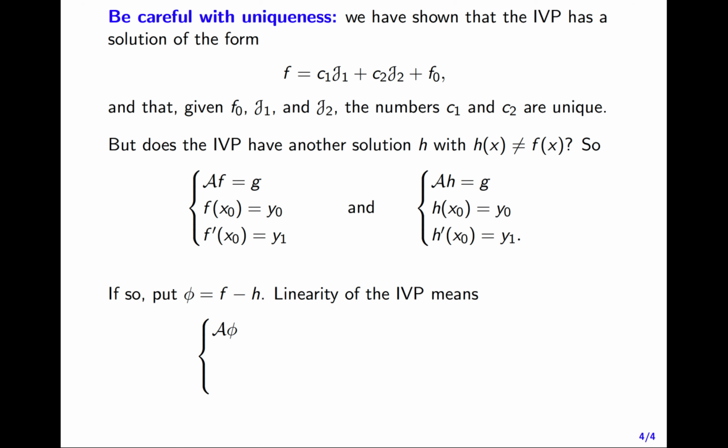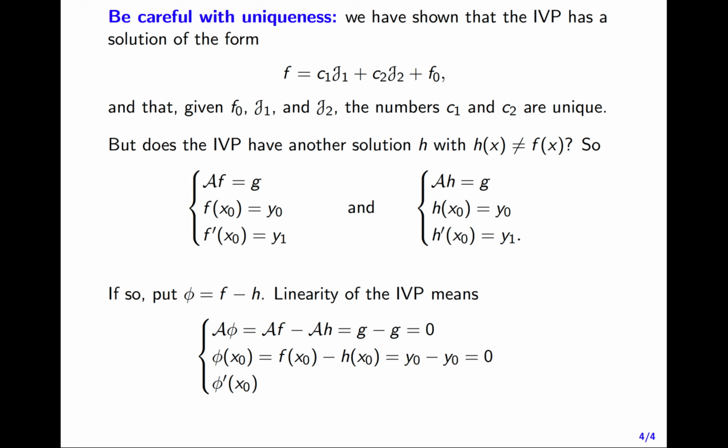So linearity of the initial value problem means that A on phi is equal to A on f minus A on h, which is equal to g minus g, which is equal to 0. And phi of x0 is f of x0 minus h of x0, which is y0 minus y0, which is 0. And phi prime of x0 is f prime of x0 minus h prime of x0, which is y1 minus y1, which equals 0. So what does this mean?